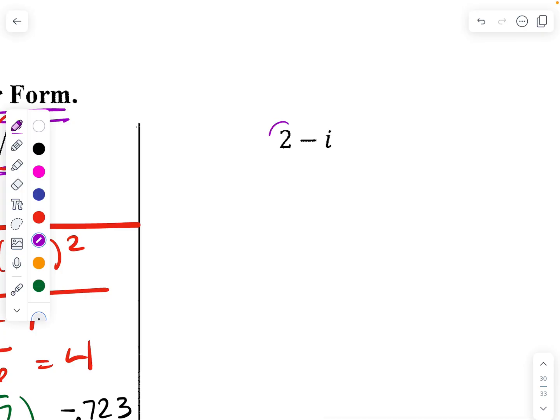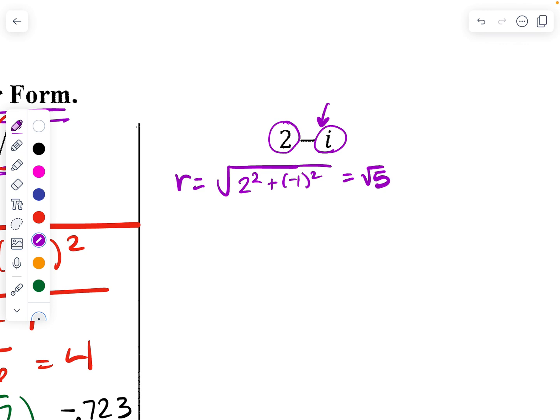So again, we've got our real and imaginary component. To find our radius, we're going to say 2 squared plus negative 1 squared. Because there's a negative 1 coefficient in front of i, we get the root of 5 as our radius. Theta is inverse tan of the y value, which is negative 1, over 2, which is x. And we get in our calculator negative 4.63.